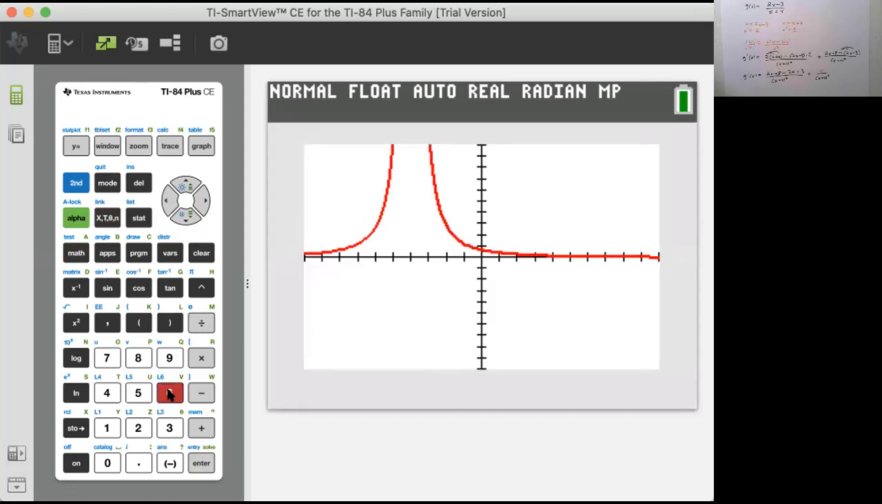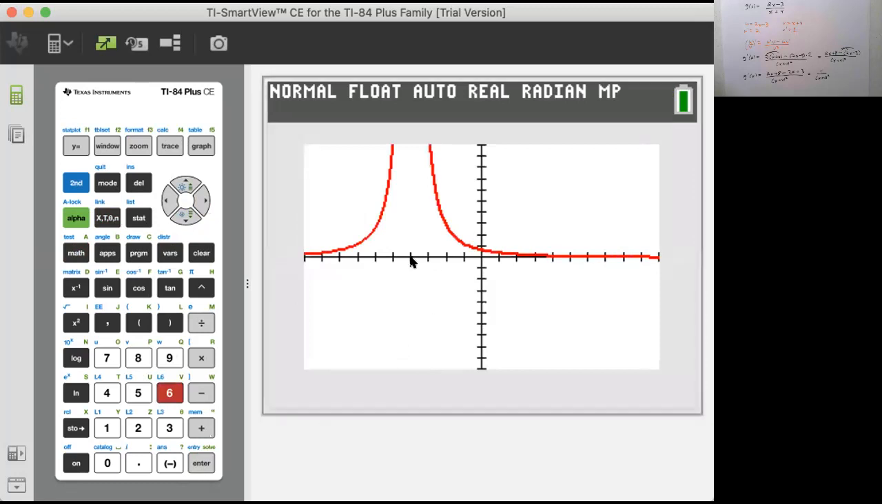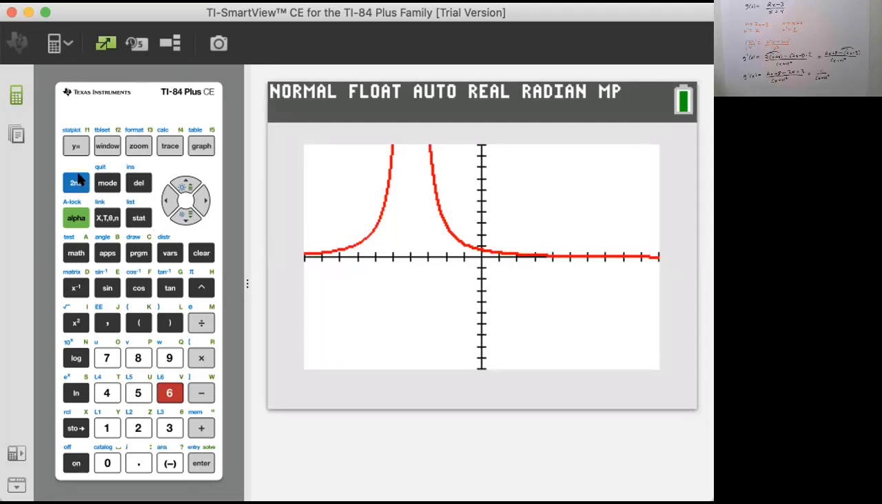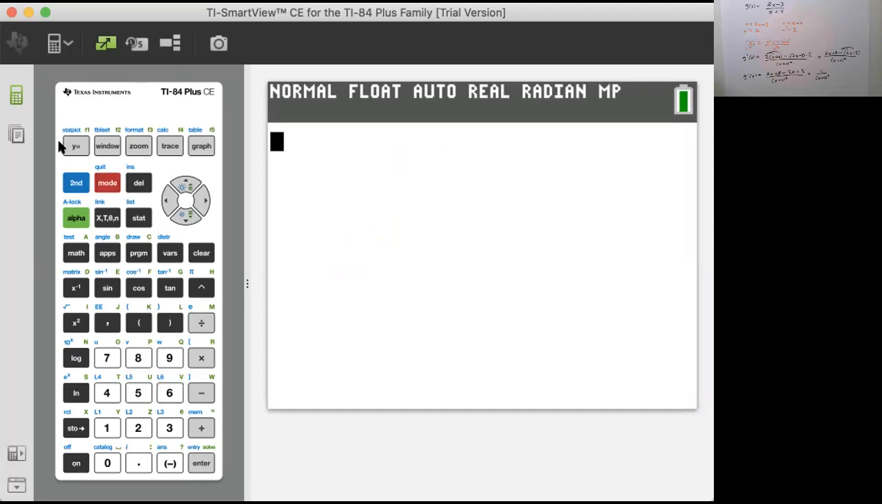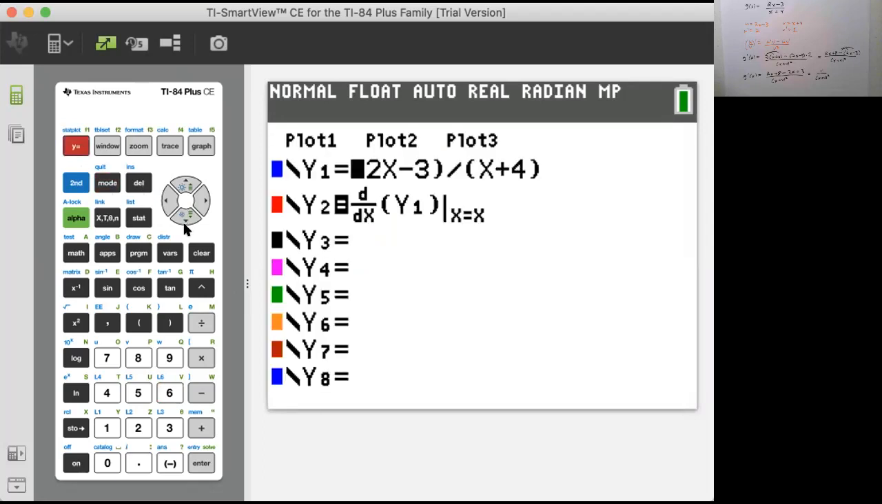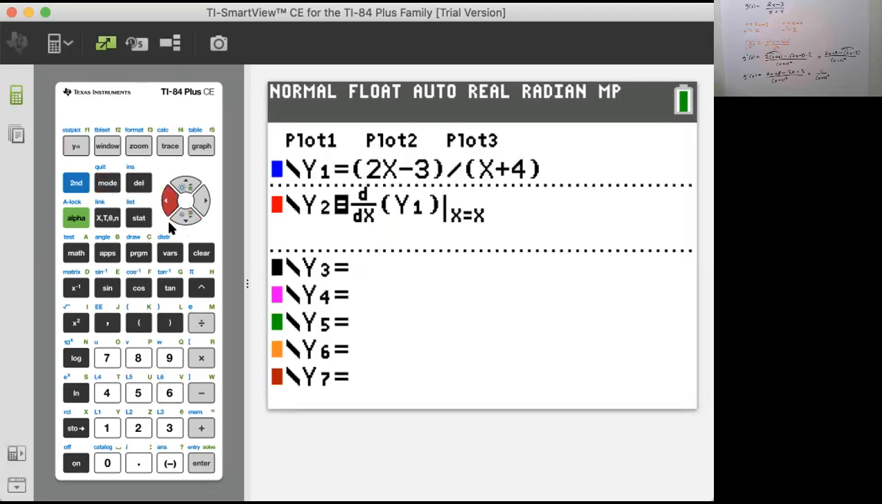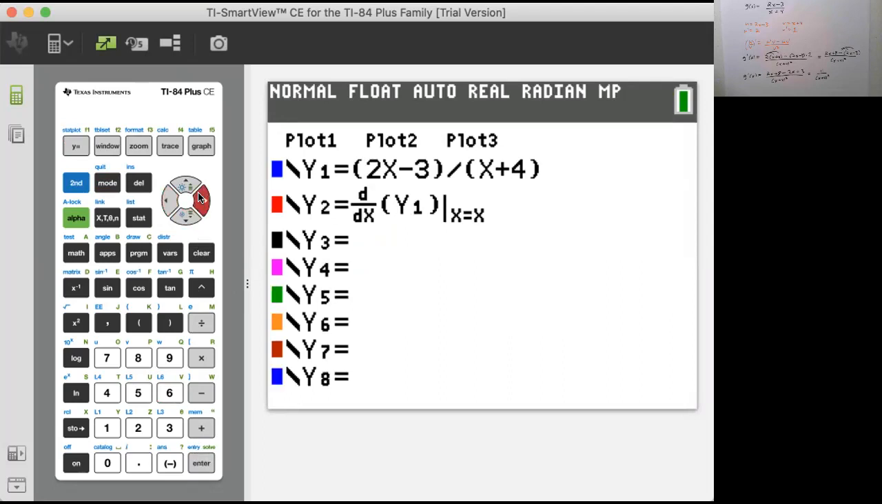Could that be the graph of 11 over x plus 4 squared? 1, 2, 3, 4. Might you believe there's an asymptote here? Maybe so. But is it 11 over x plus 4 squared? That's what we want to find out. What do we believe our answer is? We'll turn the derivative function off for a short while. We believe the answer is 11 over x plus 4 squared.